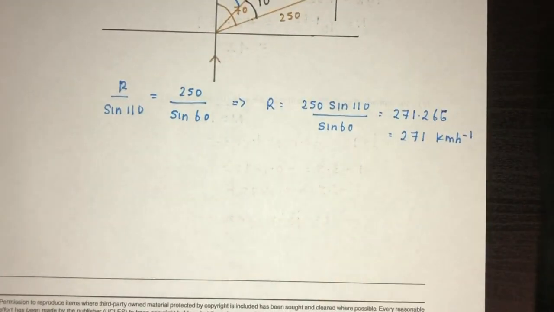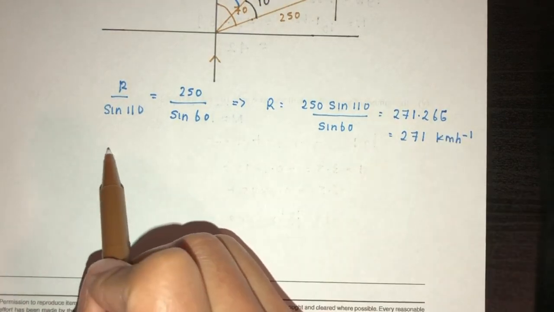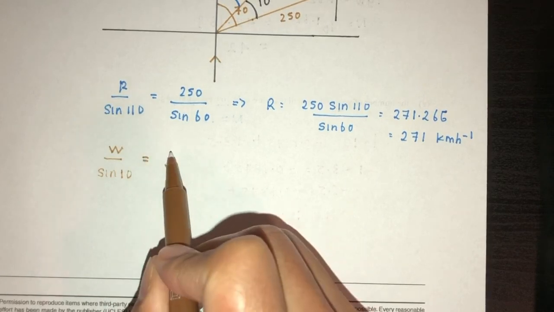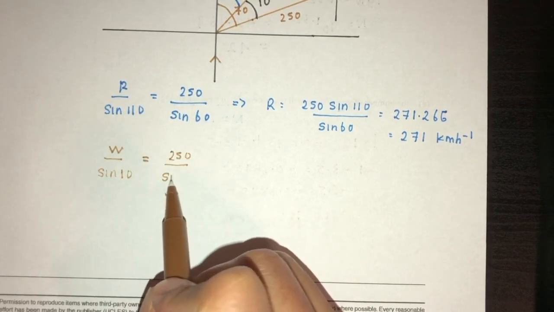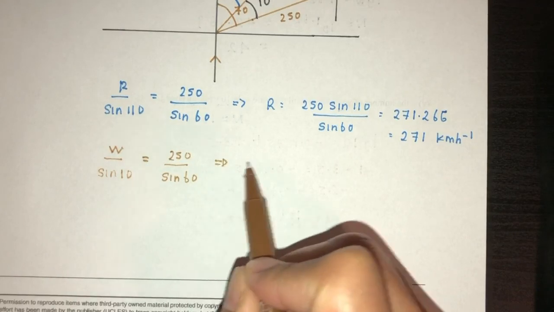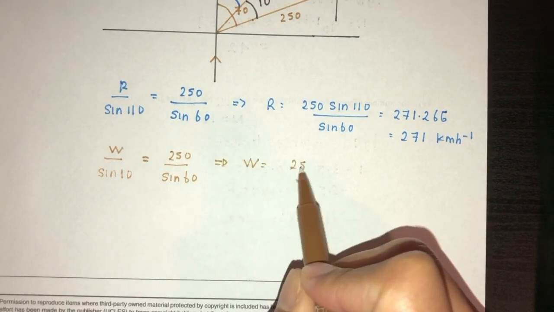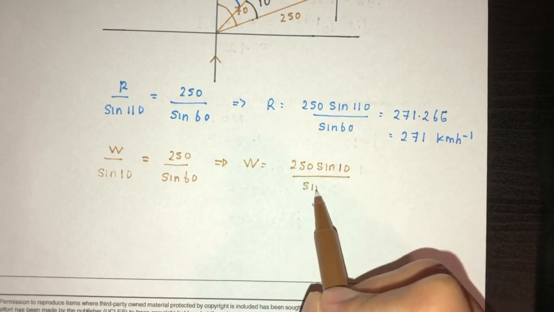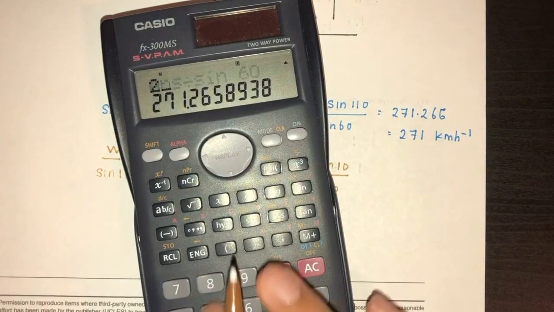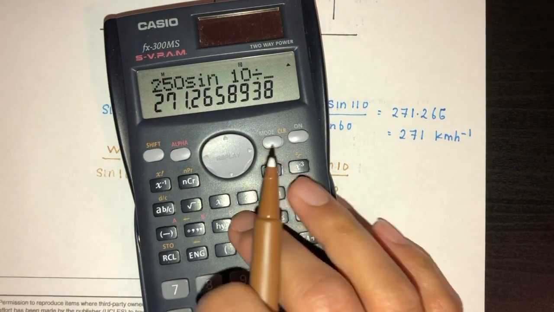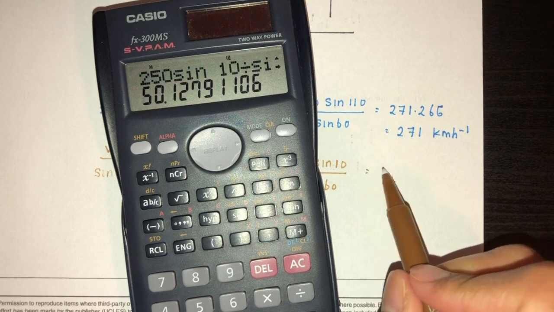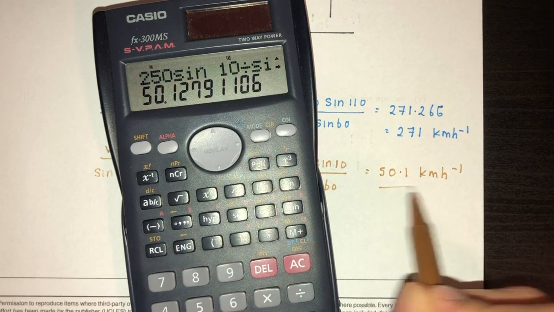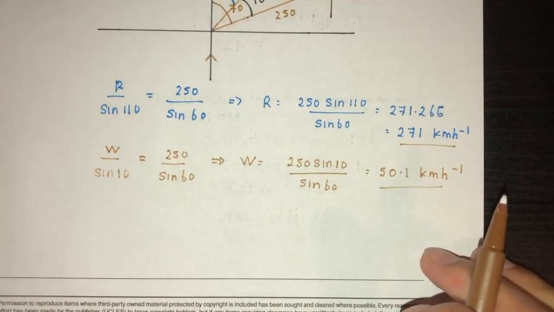Now let's go again to find the value of W. Same steps. W over sine of 10 is equal to 250 over sine of 60. W will be 250 sine of 10 over sine of 60. That will be 50.1 km per hour for the wind speed. So these two will be your solution for the answer number 12.